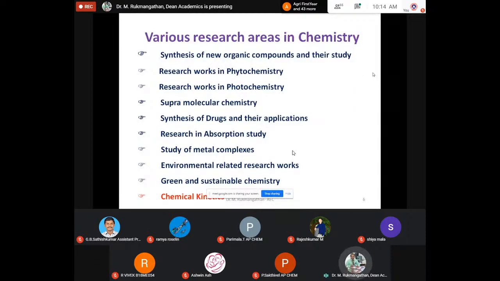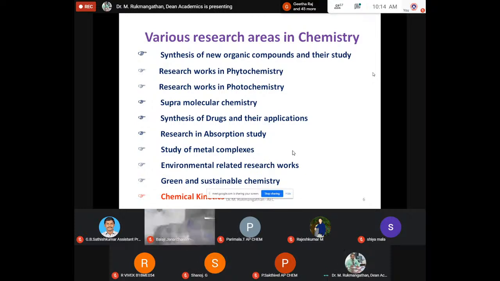Here I have listed out only a few of the various research thrust areas in chemistry. Organic synthetic area, synthesis of new organic compounds and their characterization study, is the biggest area. Then, research work is carried out in phytochemistry, especially flavones and some other organic compounds, studying their characteristics and their medicinal applications.